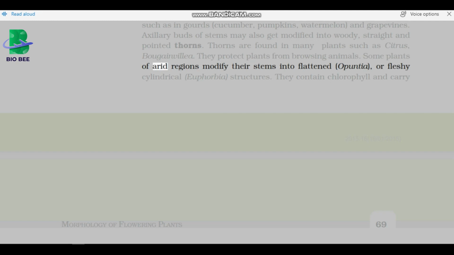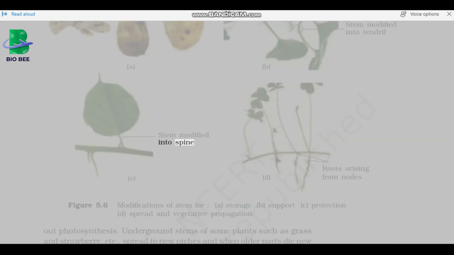Some plants of arid regions modify their stems into flattened (Opuntia) or fleshy cylindrical (Euphorbia) structures. They contain chlorophyll and carry out photosynthesis. Figure 5.5.